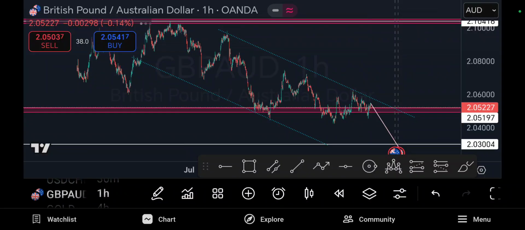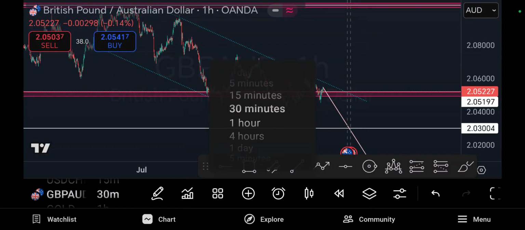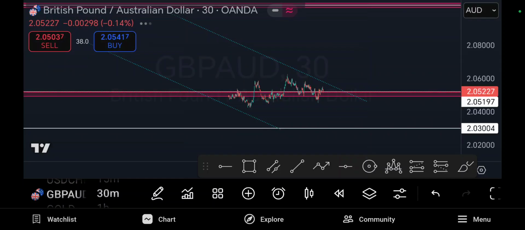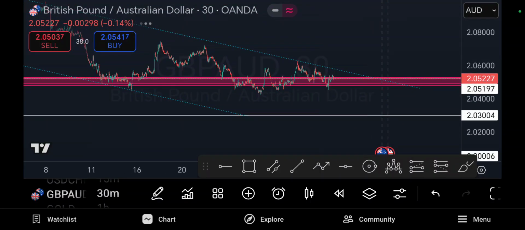And that's about everything you need to know on GBP AUD. Let's just push to the 30 minutes. What happened now? Okay, it's a bit laggy now. Okay, there we go.